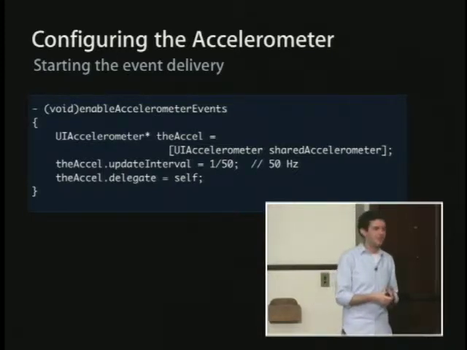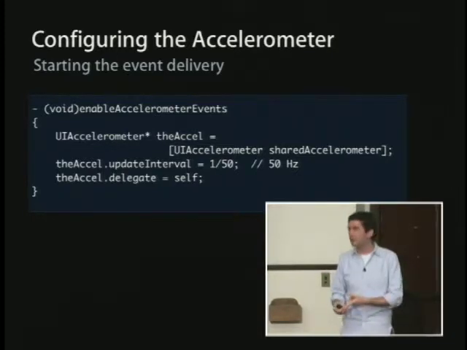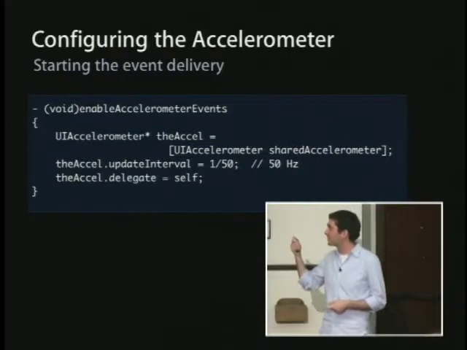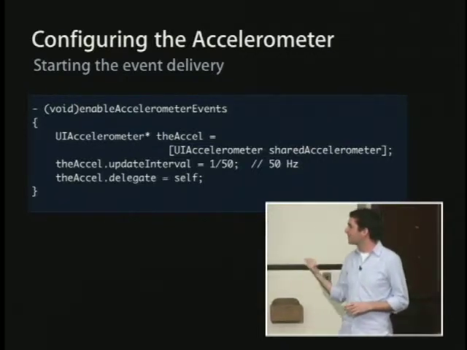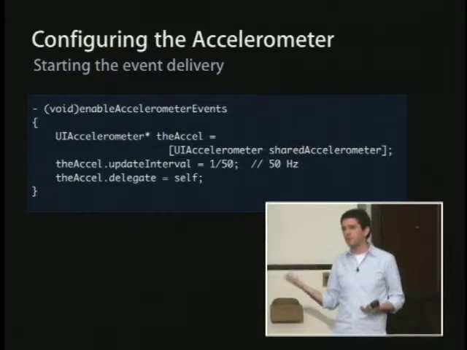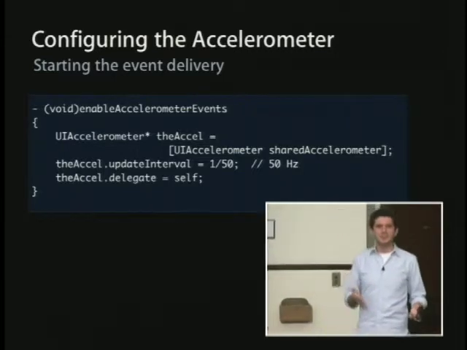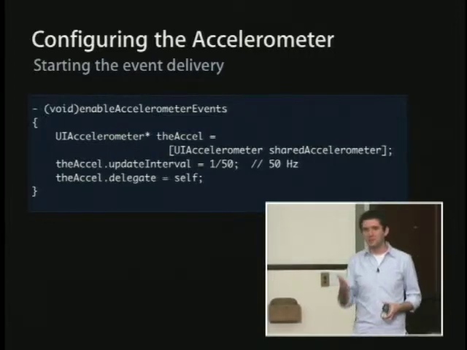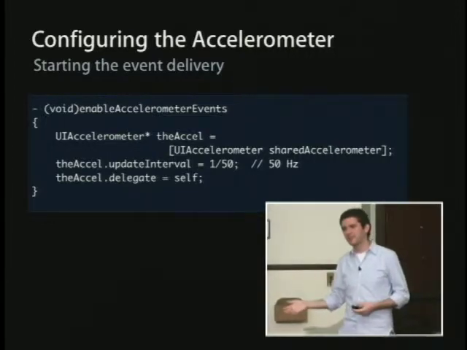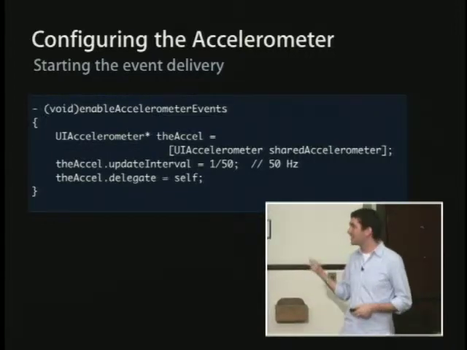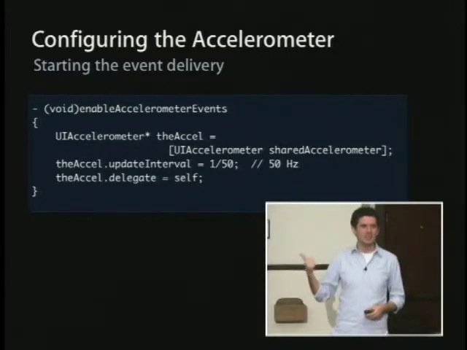UIAccelerometer, you don't allocate your own. There's a singleton one that you get using UIAccelerometer sharedAccelerometer. You set the update interval so you can pick how frequently you need these updates, and then you set the delegate to yourself. This part's pretty important, actually. There's no begin and end generating updates like there is on CLLocationManager. Just setting the delegate causes the updates to begin.